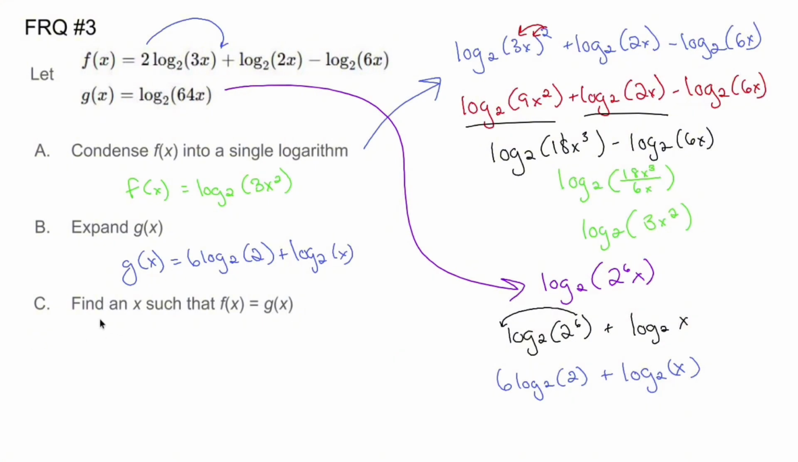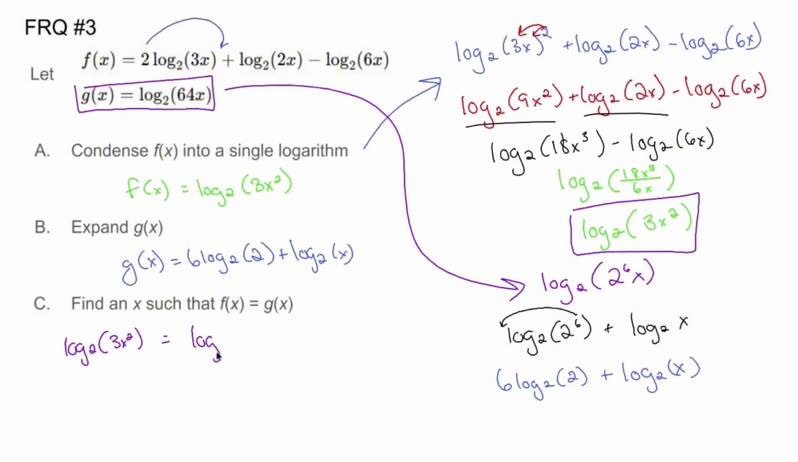Now, what I want to do is find an x such that f of x equals g of x. Well, I want them all put together in order for me to do this. I want to use this version of part A, the one that's already condensed, and this version of part B. Because by setting these two equal to each other, I have a log base 2 of 3x squared equal to a log base 2 of, what was it, 64x.